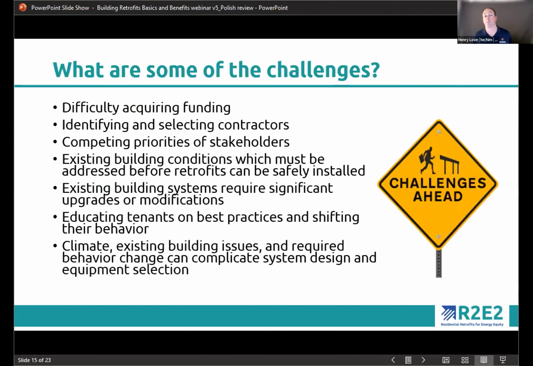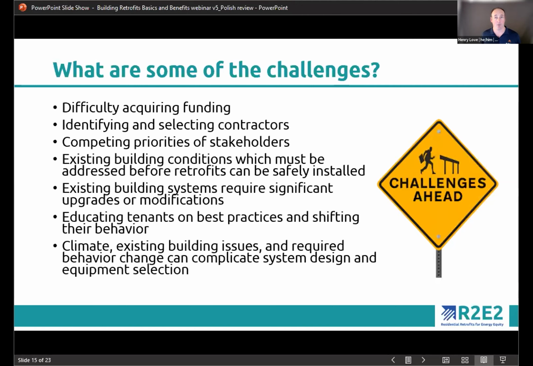Okay, so what are some of the challenges? It can be very difficult to acquire funding for retrofits. Lenders do not normally understand how to underwrite the fact that you might be saving energy, and that's actually a source of revenue to you. You're more financially stable, so it can be difficult to justify that to a traditional lender.